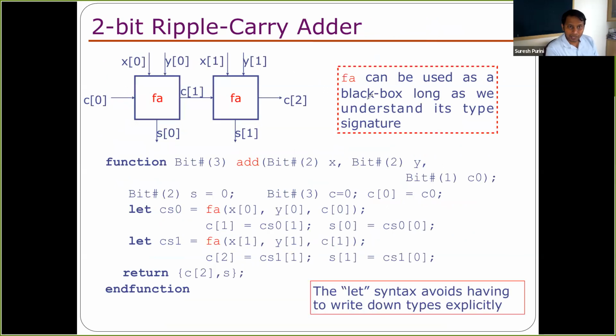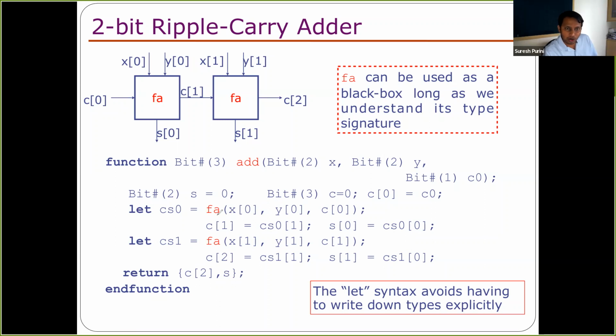So now, let's say you want to design a 2-bit adder. You take x and y, x is of 2 bits, y is of 2 bits, and you take a carry in bit C0, which is of 1 bit, and then you use the 1-bit adder to generate this 2-bit adder. So you call FA as a function, and think of it in this way.